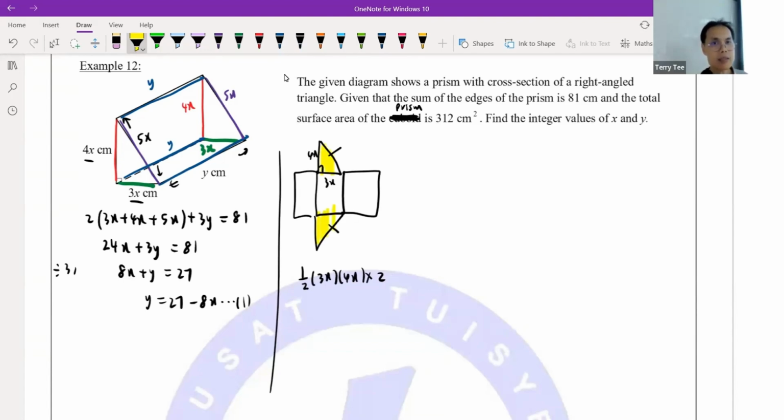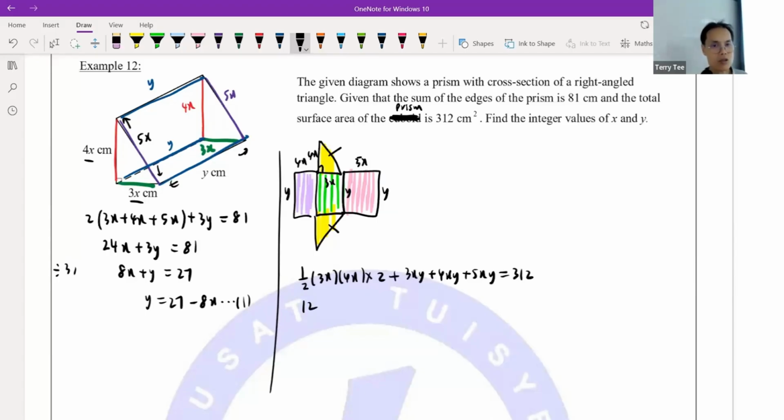Let's move on with the next part. The green part here is your base, the purple part is the vertical height, and the pink color is the slanting face. This is 5x, by the way. This is y. This is 4x. This is y. So they are all 3xy, 4xy, 5xy. They are all rectangles, right? So we take 3xy, 4xy, 5xy and add up. Your total surface area is 312.